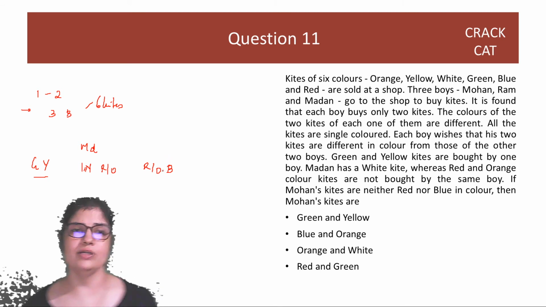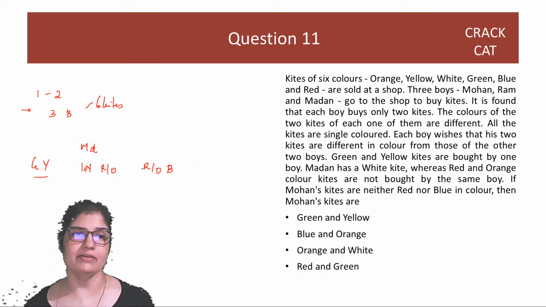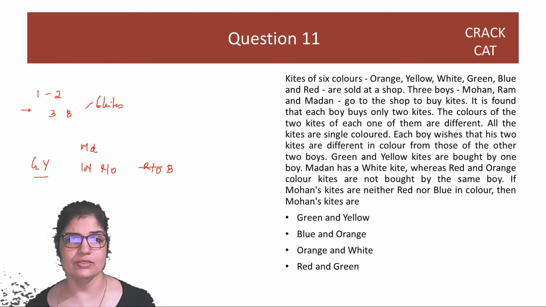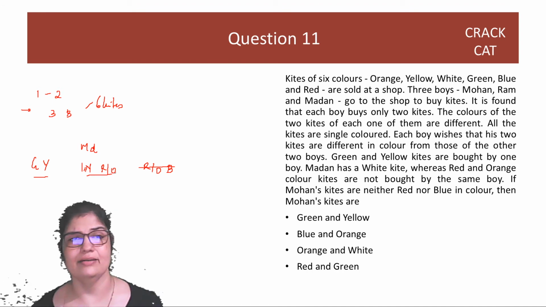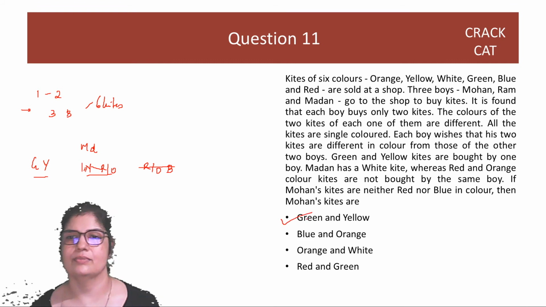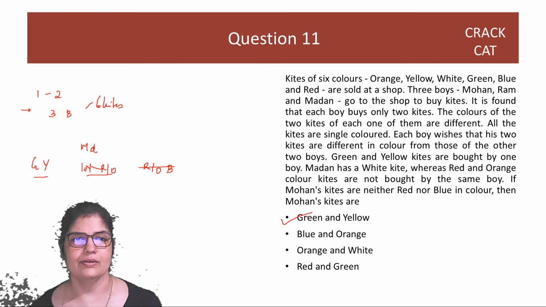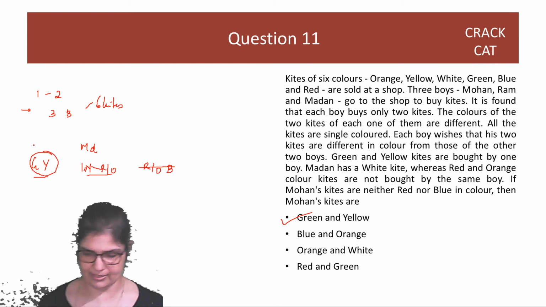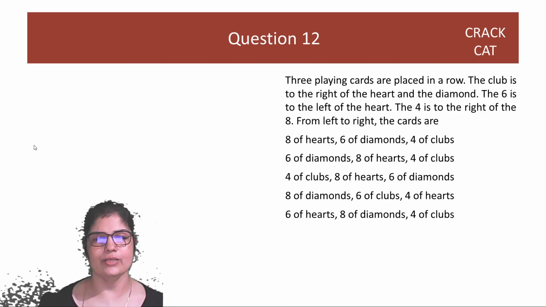Okay, now let's come to the question. If Mohan's kites are neither red nor blue. Okay, so Mohan's kites are not blue. This goes off. They're not red. So this also goes off. Then Mohan's kites can only be green and yellow. Right? So once you know it's not red or blue, then you can eliminate both these options. The only option left is green and yellow, right? Great. Let's move on to the 12th question.